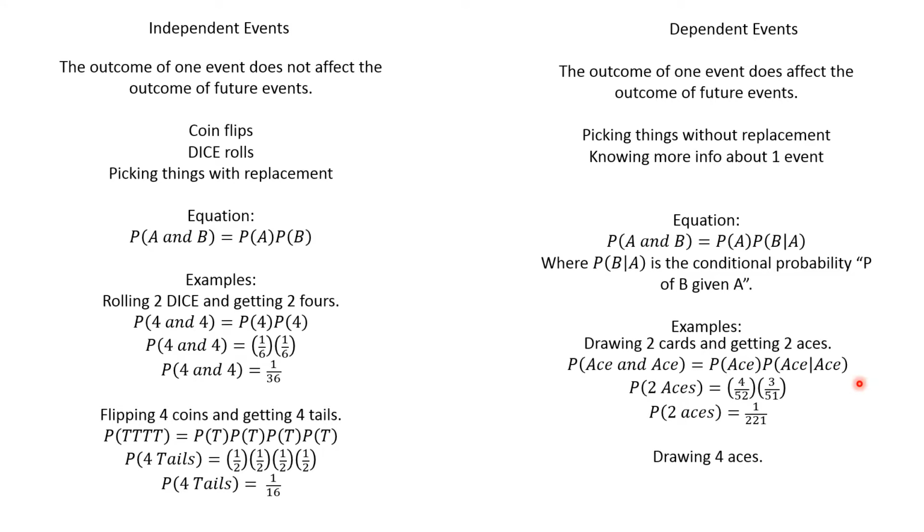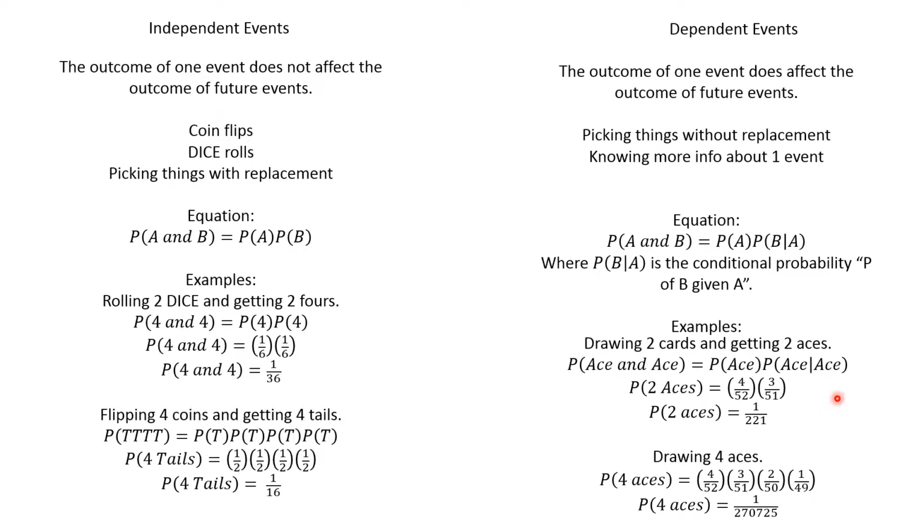Example, let's say we don't want just 2 aces. Let's say we draw 4 cards. We want all 4 aces. And so that's going to be the probability of the first one, which is going to be 4 over 52, and then 3 over 51. And then what would the next probability be? 2 over 50, and then 1 over 49. And we just need to multiply those together and simplify to get 1 over 270,725. Obviously, it's very difficult to get 4 aces out of 4 cards. And so that's dependent events.